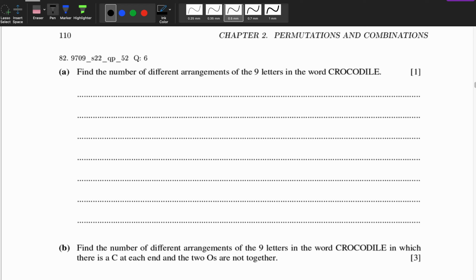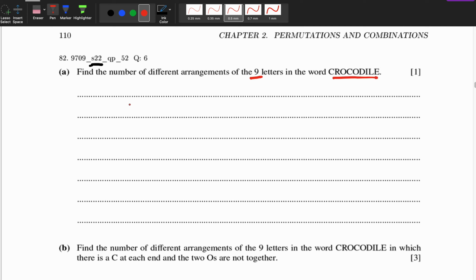Okay, in this section, we're going to see one of the hardest questions for A-level Statistics 1. This is May/June 2002, paper 52, question 6. In part A, find the number of different arrangements of the 9 letters from the word CROCODILE.